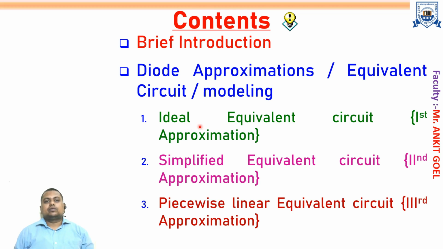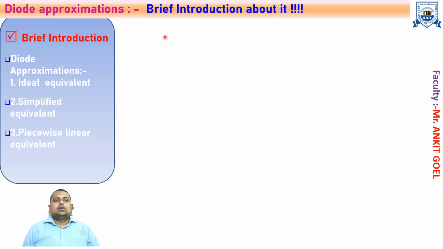So we have three types of approximations. One is the ideal equivalent circuit, second is the simplified equivalent circuit, and third is the piecewise linear equivalent circuit. We will see why we need these models and how these models are represented. So let's discuss the brief introduction about the diode approximations: why we need them, what they are, and what the different types of diode approximation are. We will discuss this in these slides.